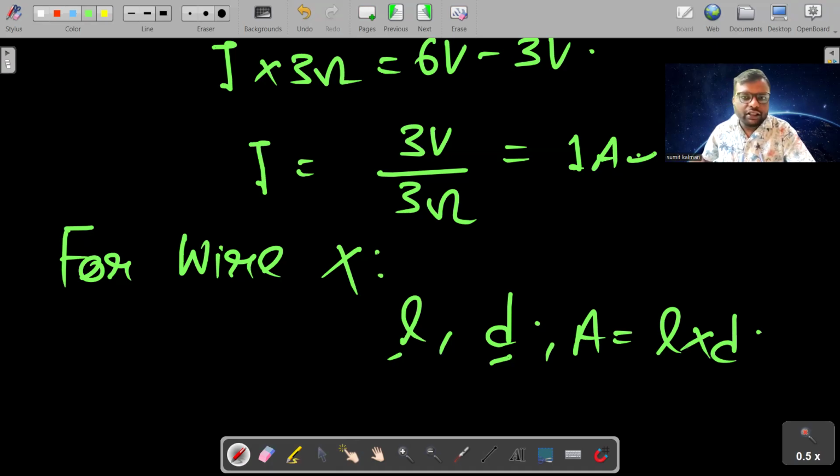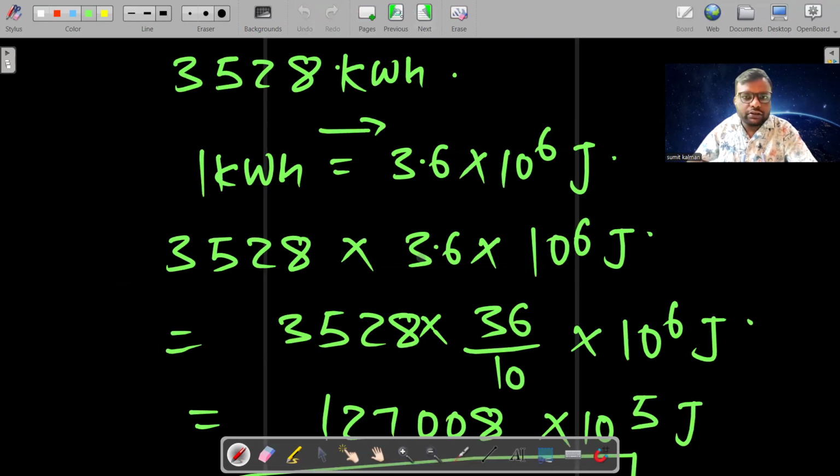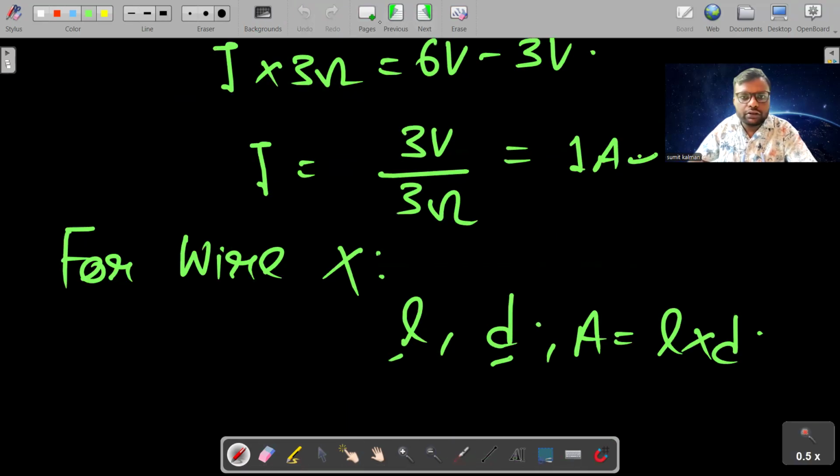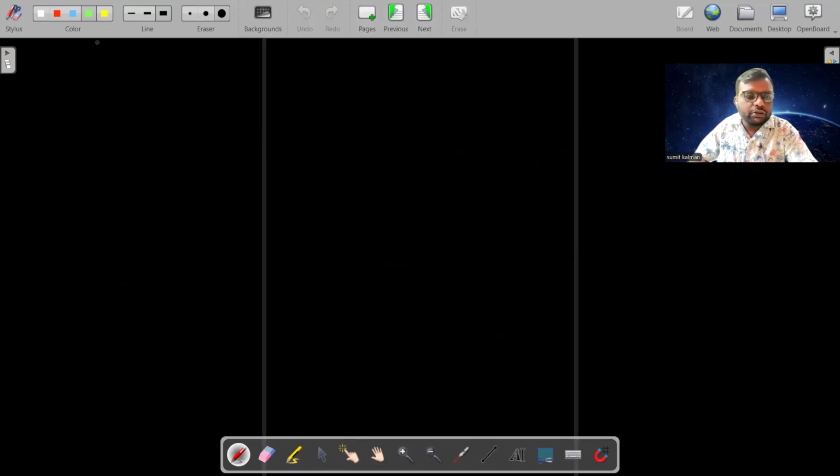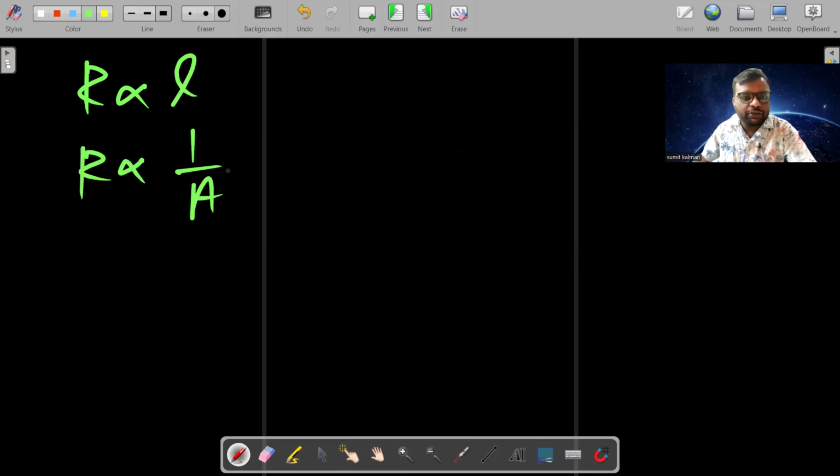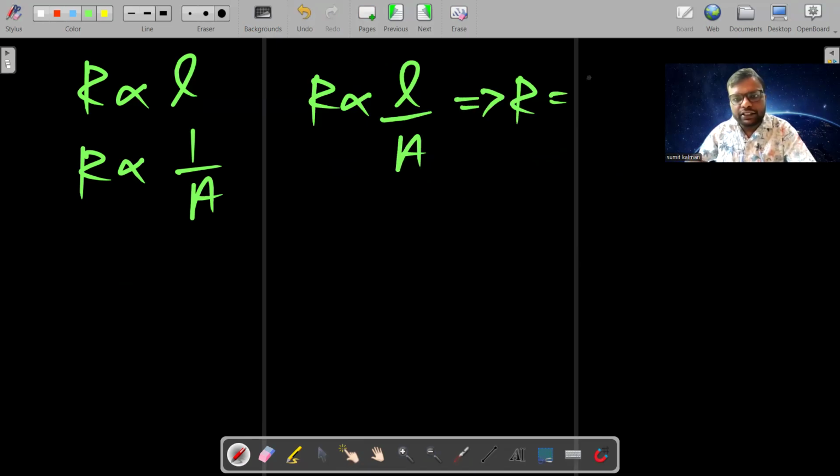Now students, as we all know, resistance is directly proportional to L. Resistance is inversely proportional to area of cross section. If you combine, it will become L upon A. And here students, resistance is equal to rho into L by A, where rho is a constant, called resistivity. Students, if you remove the sign of proportionality.